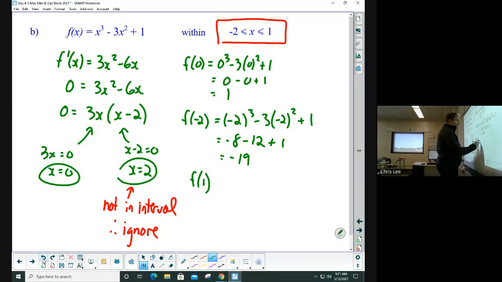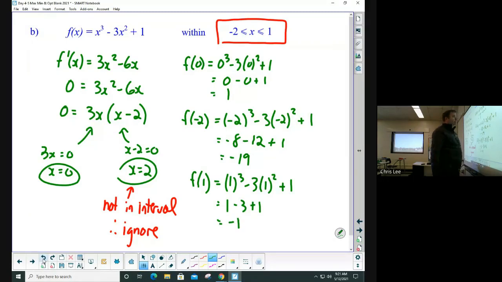F at 1: 1 cubed minus 3 times 1 squared plus 1. And that's 1 minus 3 plus 1, which is -1. And so now just comparing all the values, I see that the highest of all these values happens at 0.